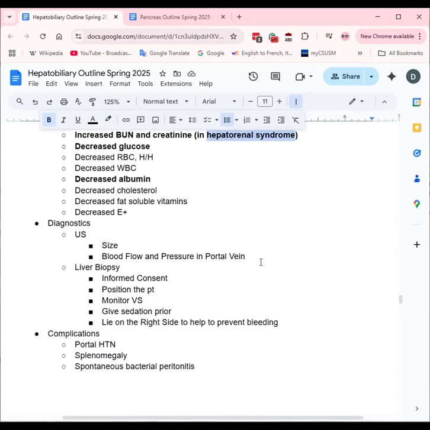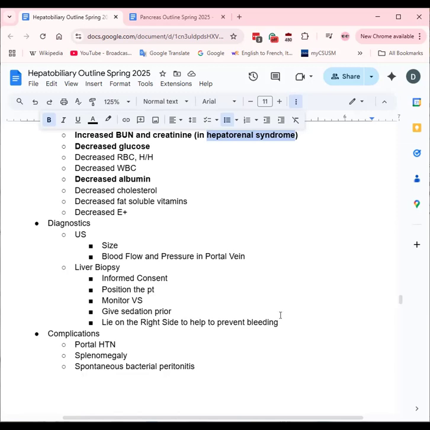Okay. Again, more of the same thing, the ultrasound, the biopsy, and again, a little bit of extra information that you can logic out is to position the patient. You need informed consent for any invasive procedure. You can give them some sedation before.